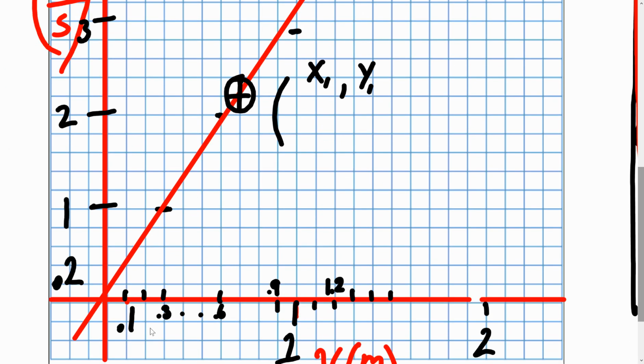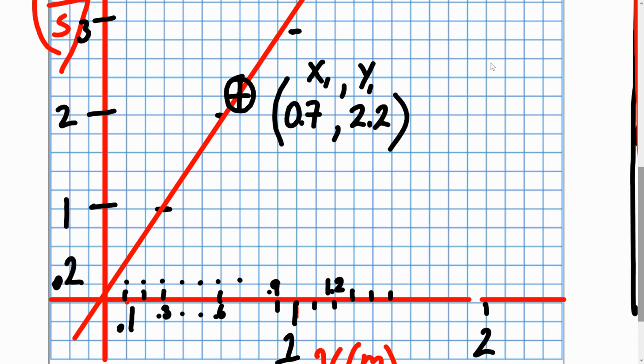Every line across the bottom was 0.1. So if I started counting, that'd be 0.1, 2, 3, 4, 5, 6, 7. So this is 0.7 to the left, comma, and then I could count up. Counting up, they were 0.2. So this is 2.2.